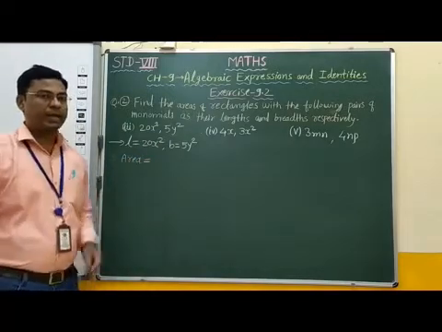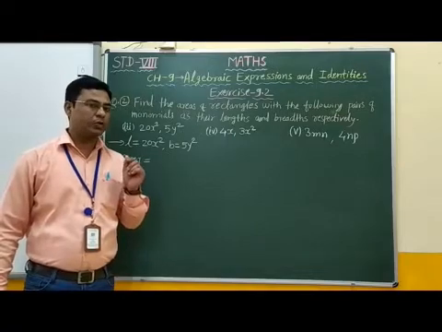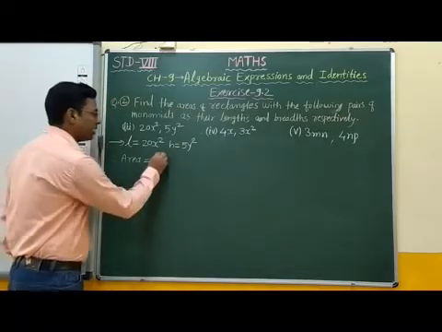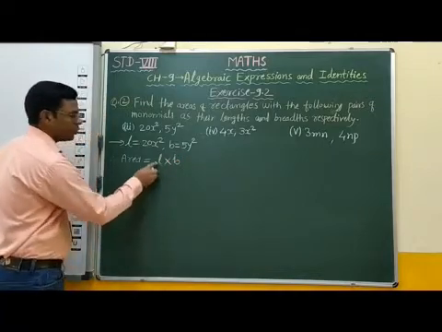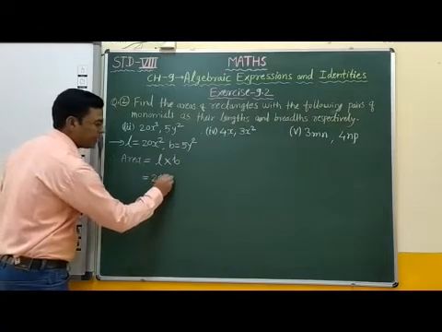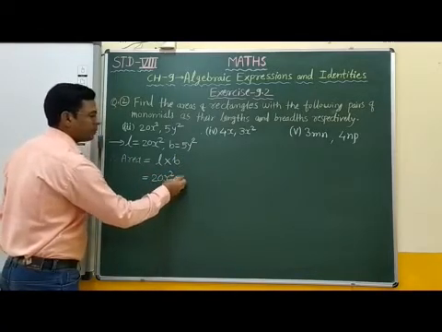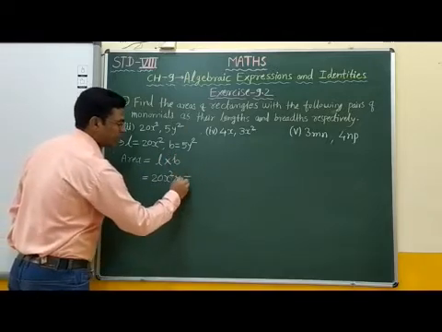Students, we know that area of a rectangle is equal to L into B, that is length into breadth. Therefore we can write here L into B, which is equal to, L is equal to 20x square, therefore we can write here 20x square multiplied by breadth B is equal to 5y square.